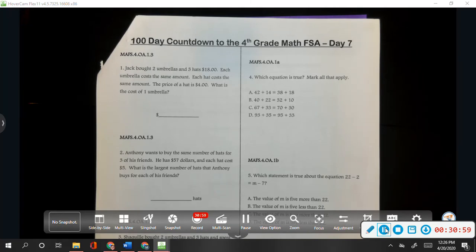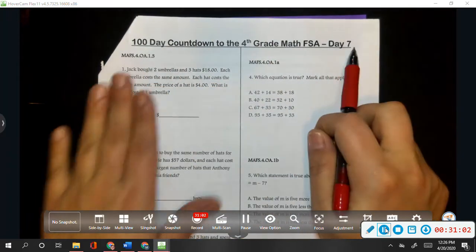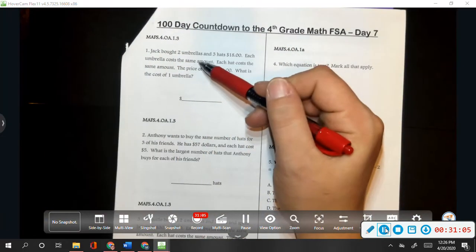Alright, day 7. Number 1. Jack bought 2 umbrellas and 3 hats.